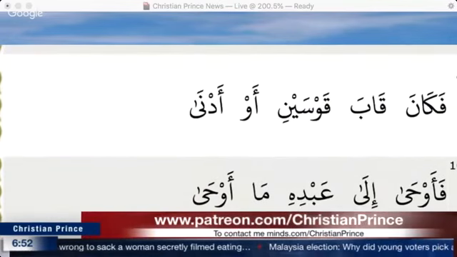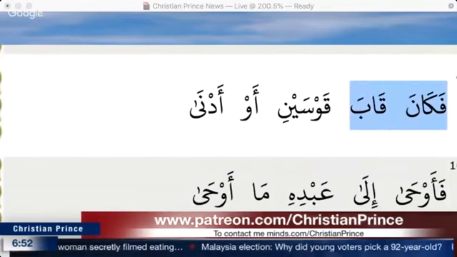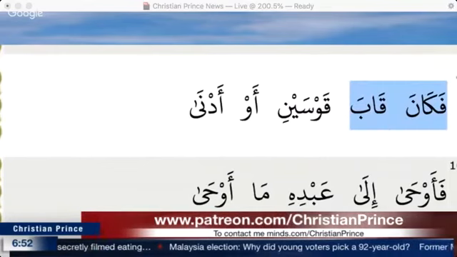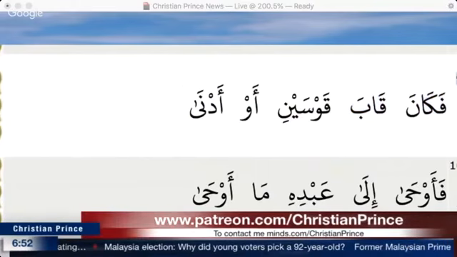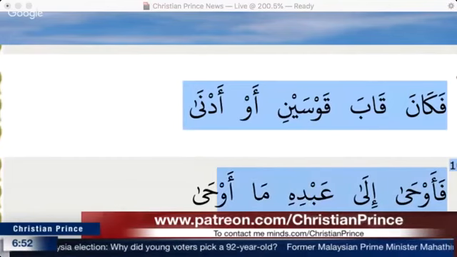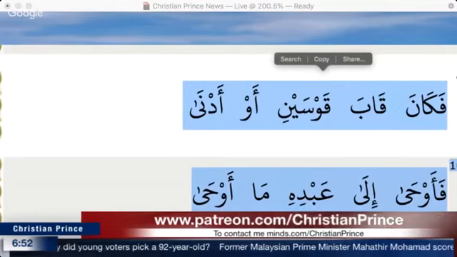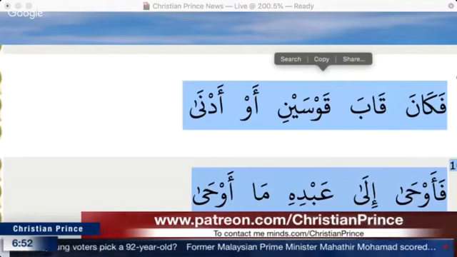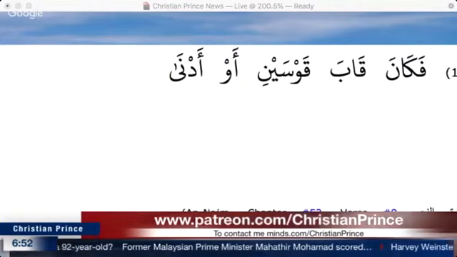Continue: فَكَانَ قَابَ قَوْسَيْنِ أَوْ أَدْنَى, and he is so close, to the point he is like one bow or two from him, so close to him. فَأَوْحَى إِلَى عَبْدِهِ مَا أَوْحَى, and then he inspired what he inspired to his slave. So we are speaking still about the same person who just came down. Why did he come down? Came down to inspire. Okay, how is this Jibril, yet we call Muhammad his slave?